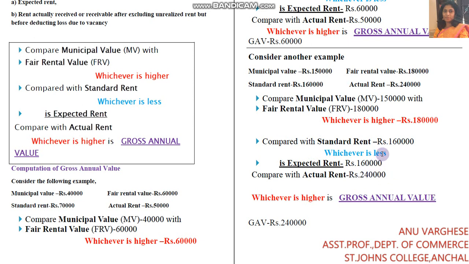That has to be compared with which figure? Actual rent received. Actual rent received is 2,40,000. 1,60,000 has to be compared with rupees 2,40,000. Whichever is higher? 2,40,000 is higher. So gross annual value is 2,40,000.